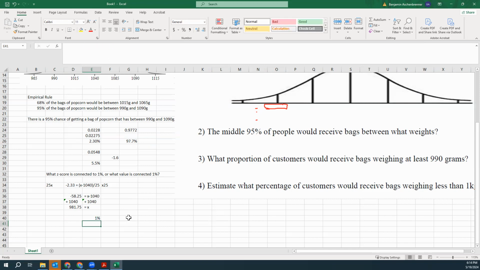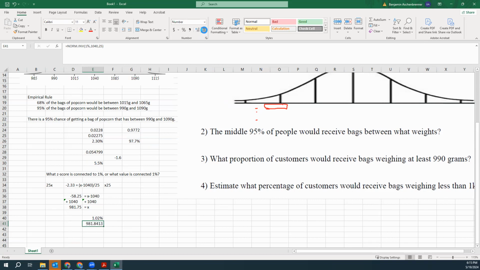I wanted to show you that there's a norm.inv, which takes in the probability I want, 1%, and gives me the z value back. That's a cool tool. With the mean 1040 and the standard deviation 25, I get this value, which is actually more accurate, because the earlier one was close to 1% but there were a few more decimals. This is actually the value that I'm looking for.